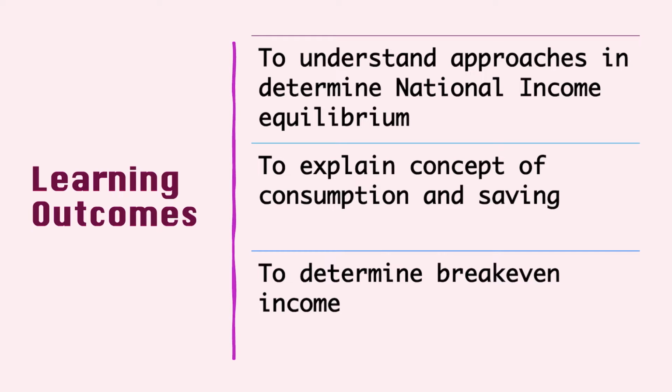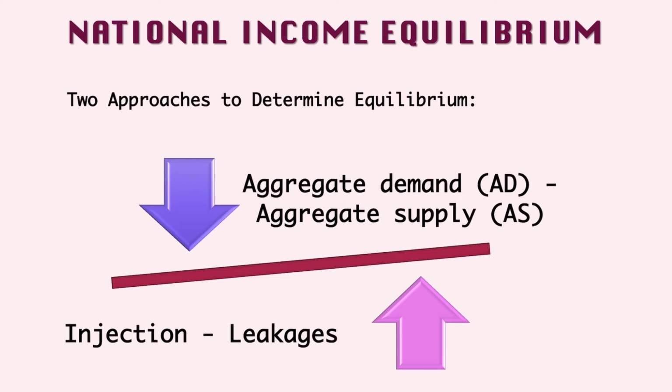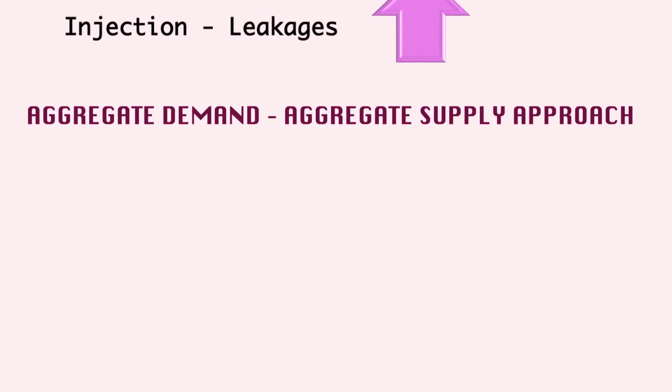So let's look at the approaches to determine equilibrium. There are two approaches: the aggregate demand (AD) equals aggregate supply approach, and the second one, injections equals leakages. These two approaches will determine the value of Y, which is national income. In economics, national income will always be denoted as Y. Okay, let's look at them one by one.